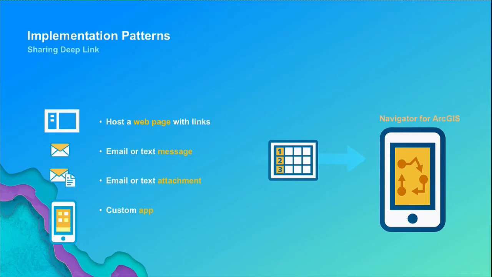You can send the URL in its raw form. So like what we've been seeing already, you can just send that directly to someone. And depending on the operating system, you can send that right in a mail client. You can send it as a text message. And then as long as you have Navigator installed, it will display as a tappable link that you could open up.